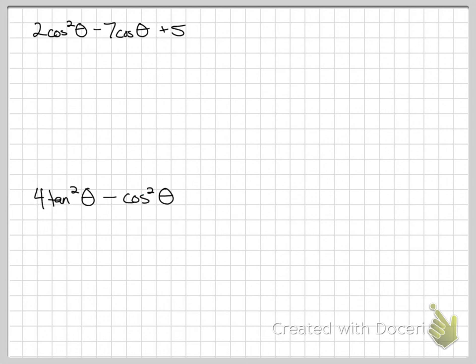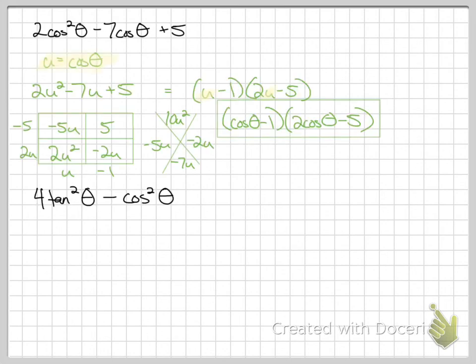So here is our next slide. Just 2 problems for you to work on. I'll do them one at a time, so why don't you try number 1 first, and then when you unpause the video, I will go through my solution to number 1. Pause your video. Okay, u is cosine theta. Turns the problem into 2u squared minus 7u plus 5. Factored out is u minus 1 times 2u minus 5.